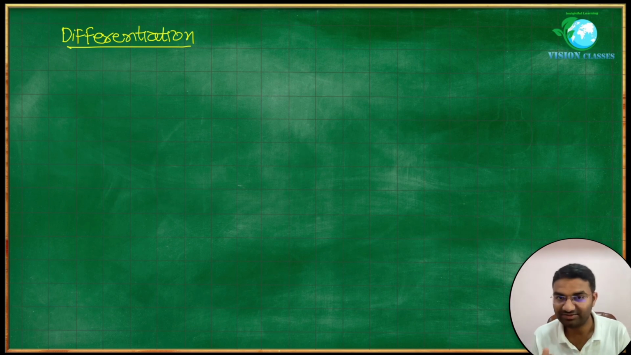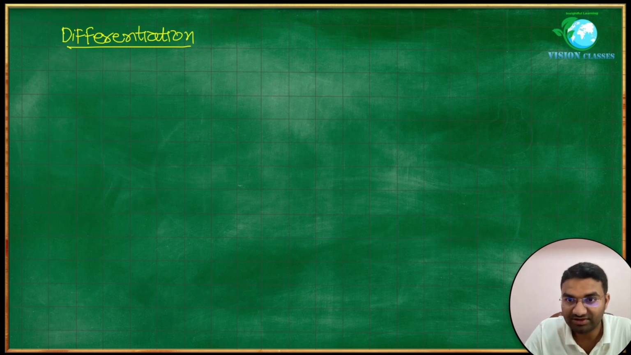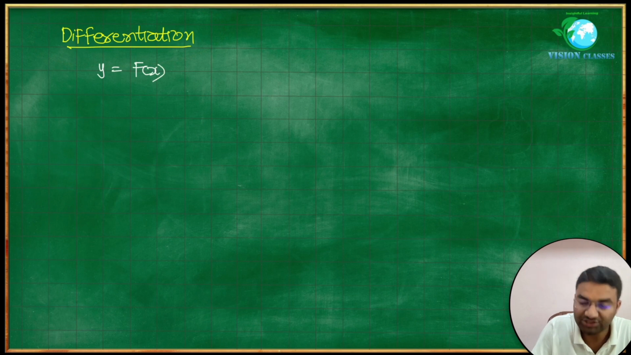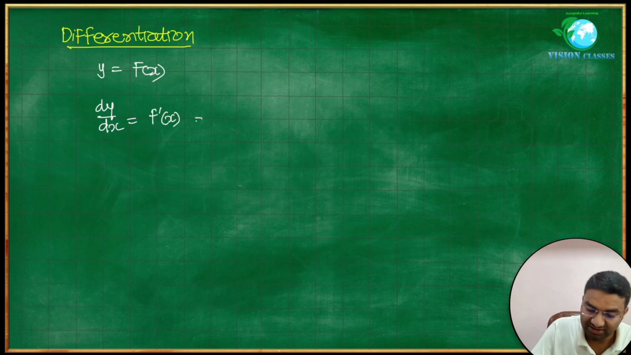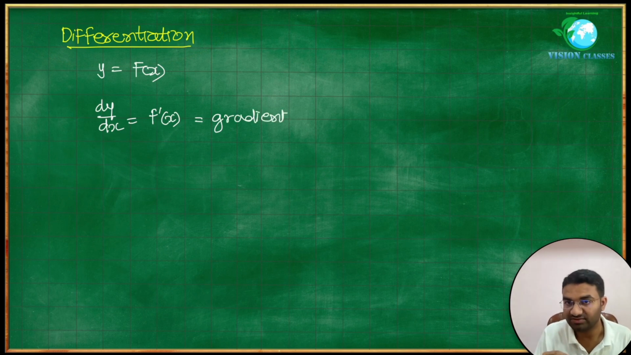So today we have to discuss one of the interesting topics, that is differentiation. In differentiation, we have, let's say, y is equal to f of x equation, and we take dy by dx, which we also call f dash of x. So dy by dx is nothing but the gradient. For gradient, we take change in y with respect to change in x. In differentiation, we can calculate the gradient of a line, or the gradient of the tangent line.